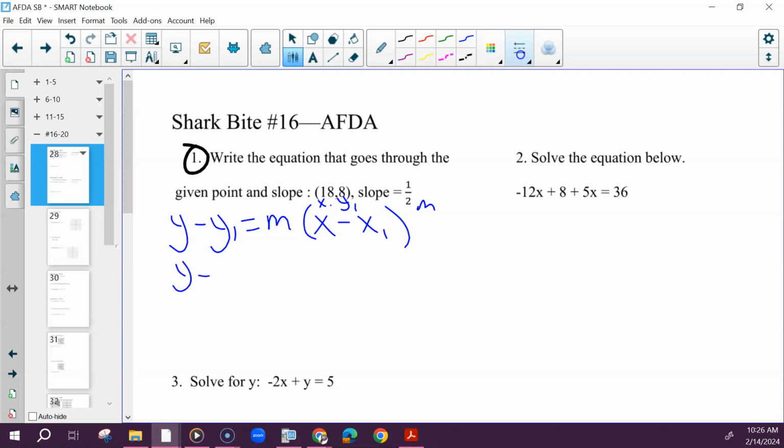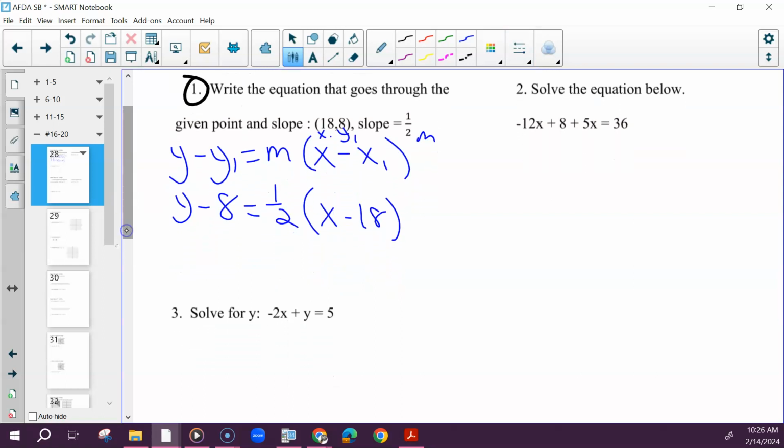So y minus our y1, 8, equals our slope, 1/2, times x minus our x1, 8. And then distribute and solve for y. We could add 8 to both sides, and our equation would be y equals 1/2 x minus 1.